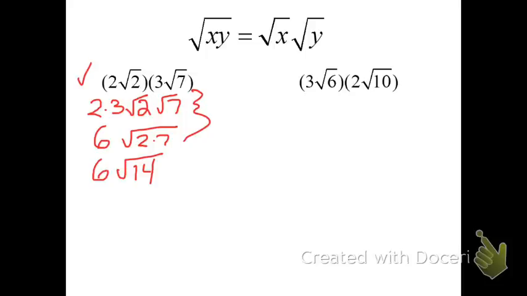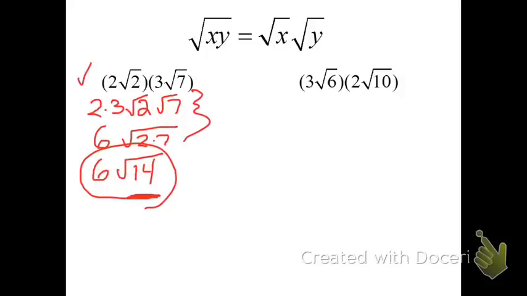So another important thing to know is to always check the number inside the radical and make sure it can't be simplified anymore. The way you do that is to make sure no perfect squares go into it. So 1 doesn't count, 4 doesn't go into it, and 9 doesn't go into it. The next perfect square is 16, which is bigger than 14. So obviously no perfect squares go into 14. So this is our final answer, 6 root 14.